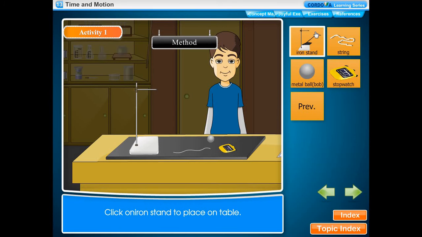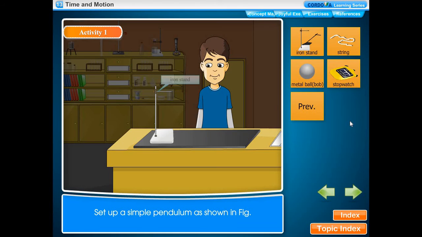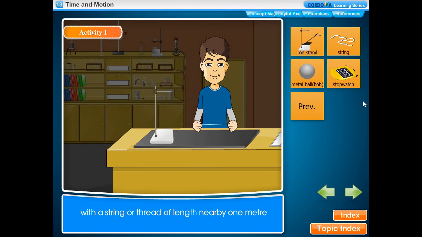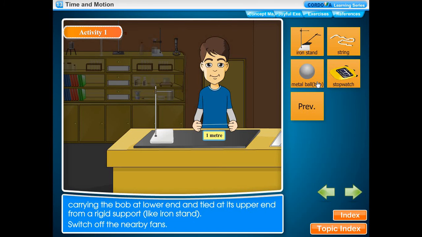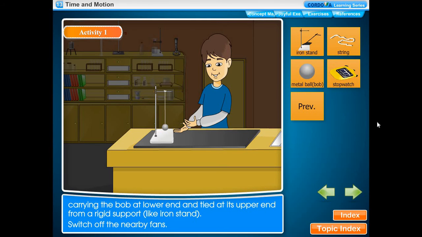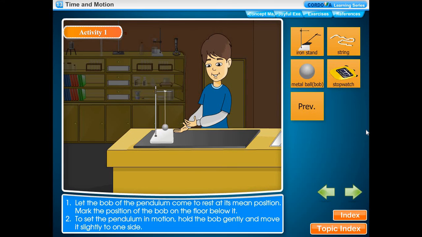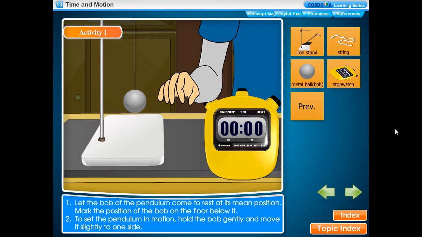Method. Set up a simple pendulum as shown in the figure with a string or thread of length nearly 1 meter, carrying the bob at the lower end and tied at its upper end from a rigid support like an iron stand. Switch off the nearby fans. Let the bob of the pendulum come to rest at its mean position. Mark the position of the bob on the floor below it.